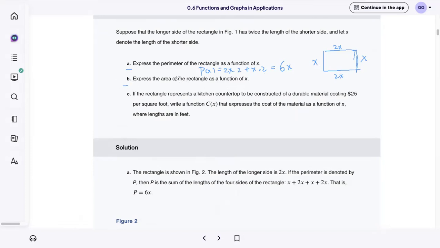So B, the area. I'm using A of x, representing the area in terms of x. Well, that's length times width, right? x times 2x, which is 2x squared.